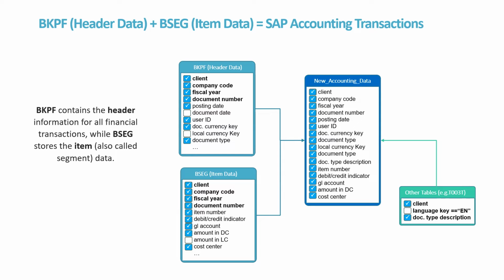As a data professional working in finance and accounting, you would mainly retrieve data from both tables to obtain a comprehensive view of financial transactions. Occasionally, you might need to add additional features in your data. And in those cases, you might need other SAP tables. Examples of this are adding document type description or GL account description and so on.